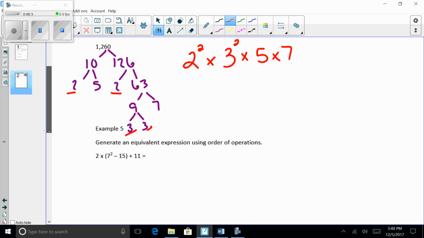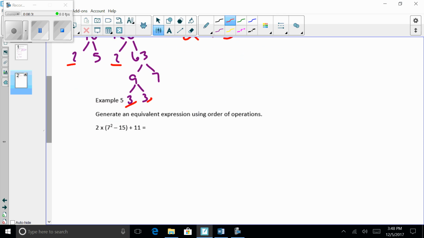Okay? So let's look at number 5. It says generate an equivalent expression using order of operations. So basically what this is saying is it wants us to answer it by doing order of operations. So now you see exponents are coming in with our order of operations. So I'm going to start, and this is when PEMDAS comes in. So I'm going to rewrite it following order of operations. So 2 times, I know 7 squared is 49, and then I'm going to rewrite the rest of it.